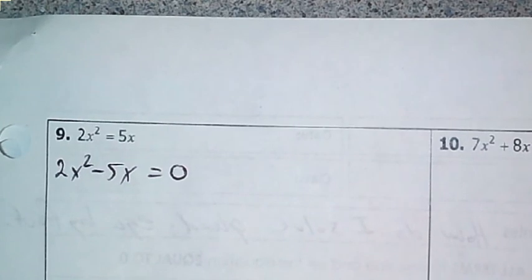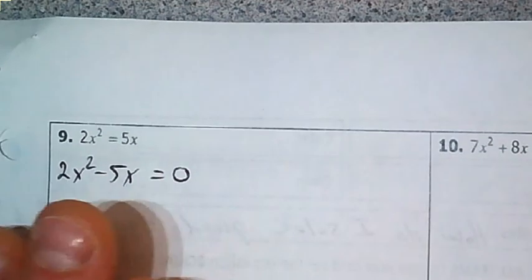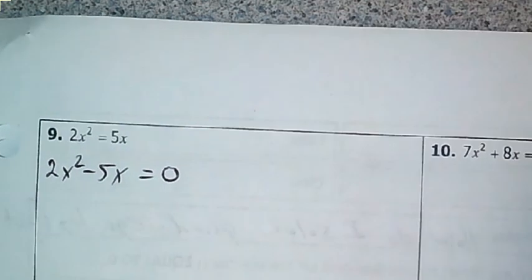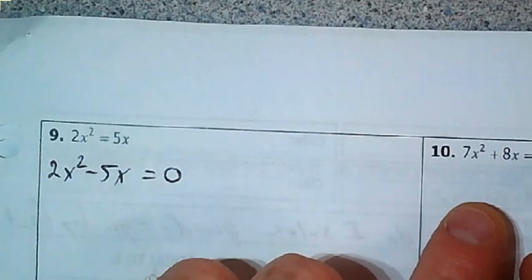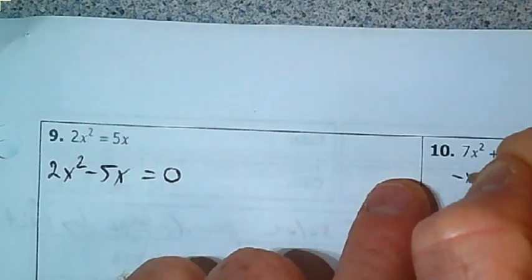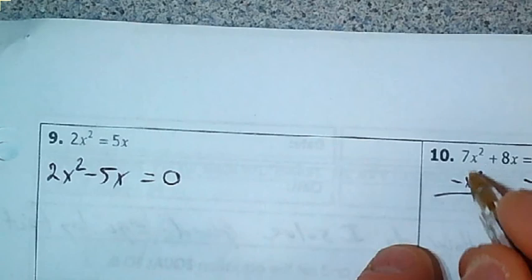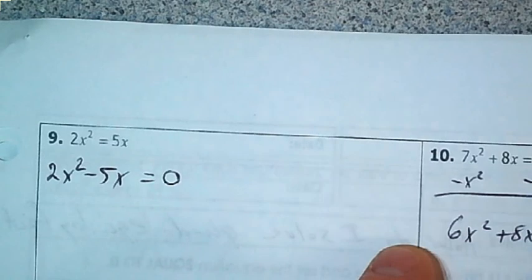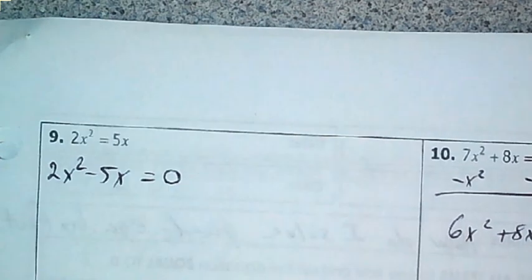I'm going to hold that there for just a minute. Let's go to number 10. We don't want this x squared on the right side, so we're going to subtract x squared from each side. That's going to give us 7x squared minus 1x squared is 6x squared plus 8x equals 0. I'm going to leave it there for a minute.